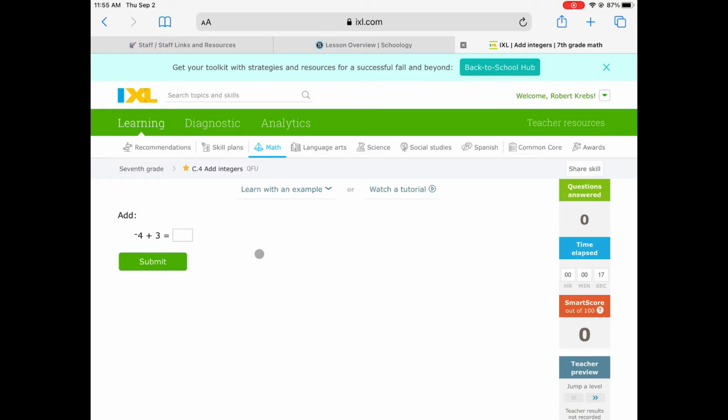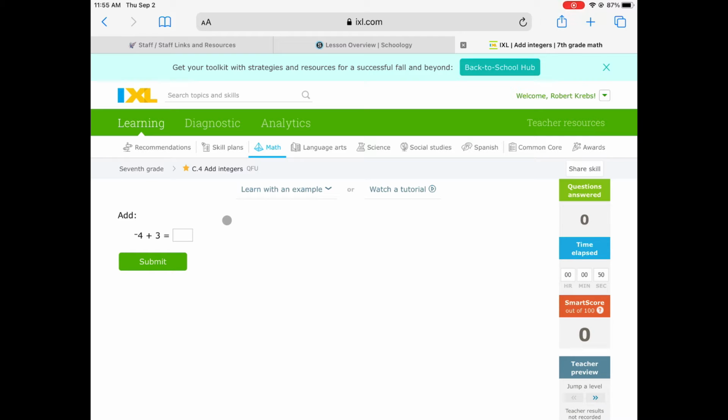But anyway, the basic thing with adding integers when you have a positive and a negative number is you have to look at, do I have more negative stuff or more positive stuff? If you have more positive stuff, your answer is going to be positive. If you have more negative stuff, your answer is going to be negative. So the basic gist is you just look at what you have more of. In this case, I've got more negative, so my answer is going to be negative.